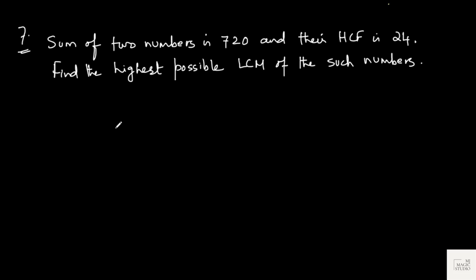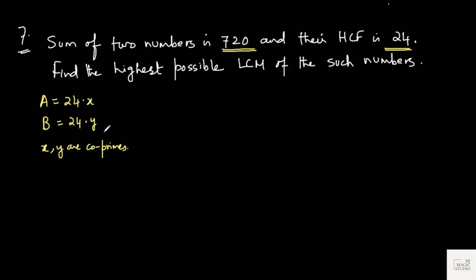So let's see. I still believe that you people have the answer by now. Sum of two numbers is 720 and the HCF is 24. HCF is highest common factor. So let me take the two numbers as a is 24 into x, and b as 24 into y. Now only 24 is common between a and b. X and y, there is nothing common between x and y. That means x and y are co-primes. This thing we need to understand because HCF is 24. If there is anything common between x and y, then HCF of A and B would change.